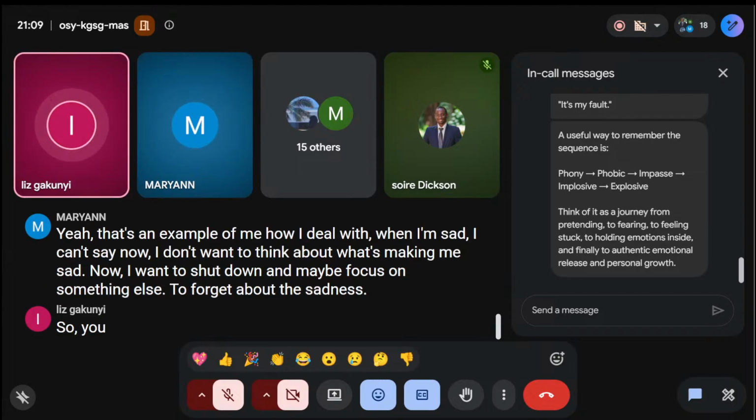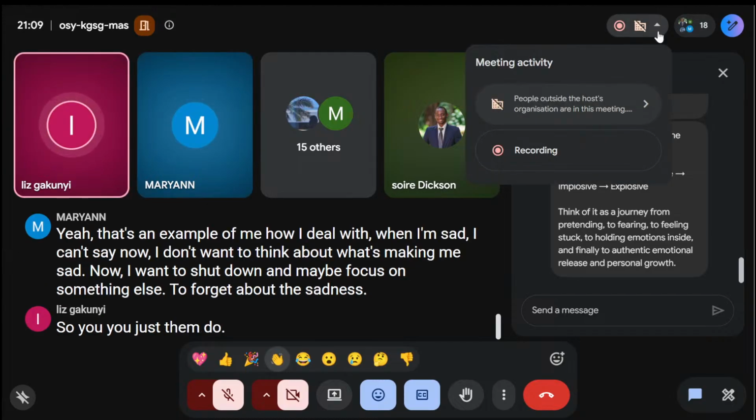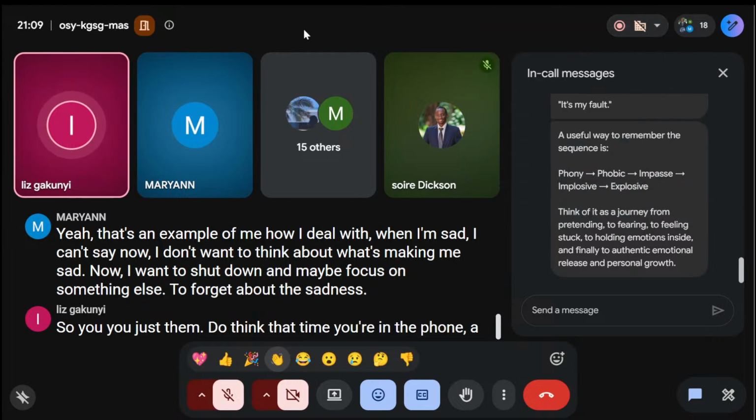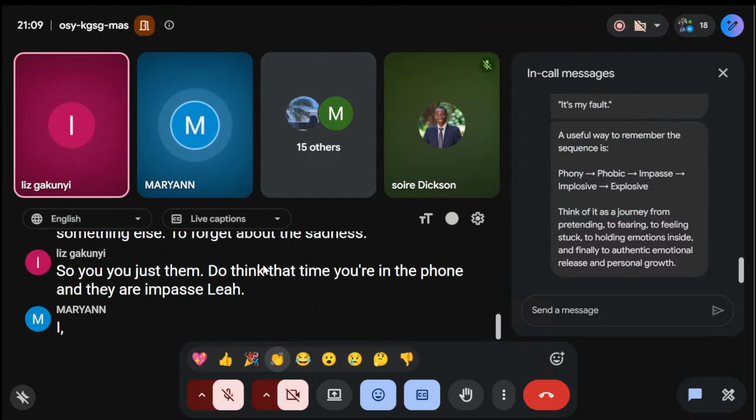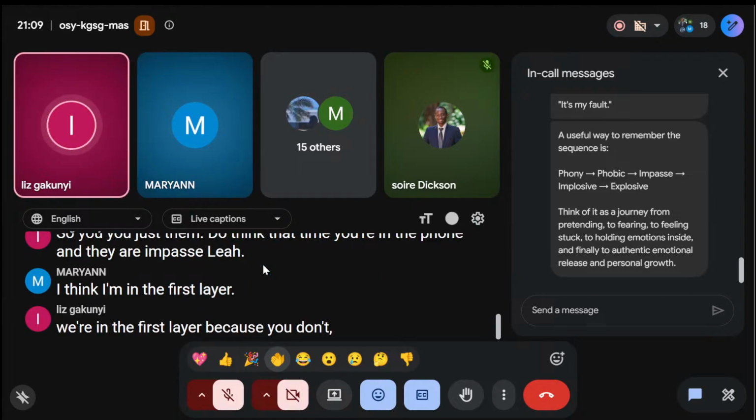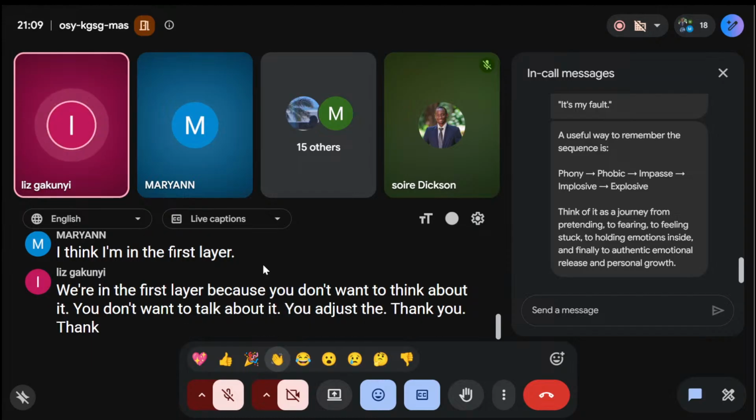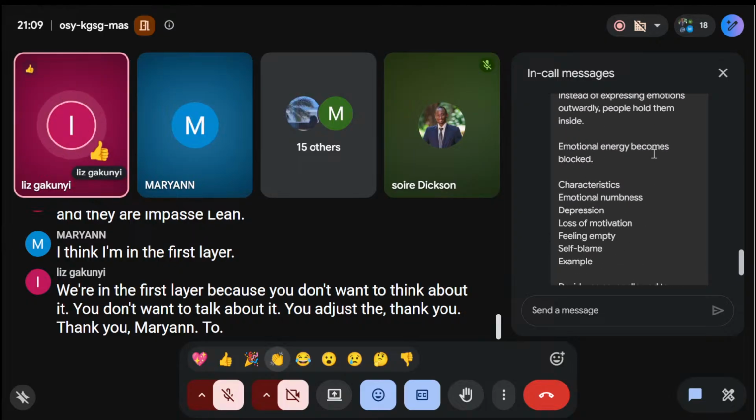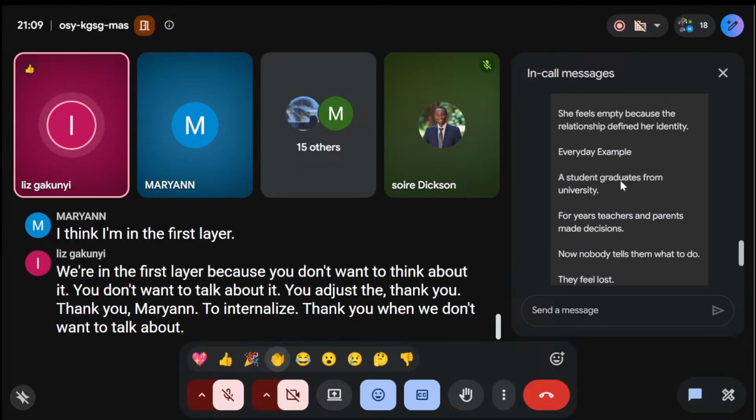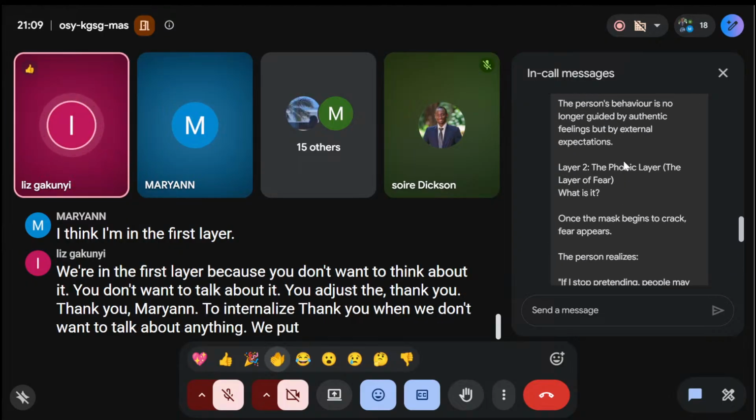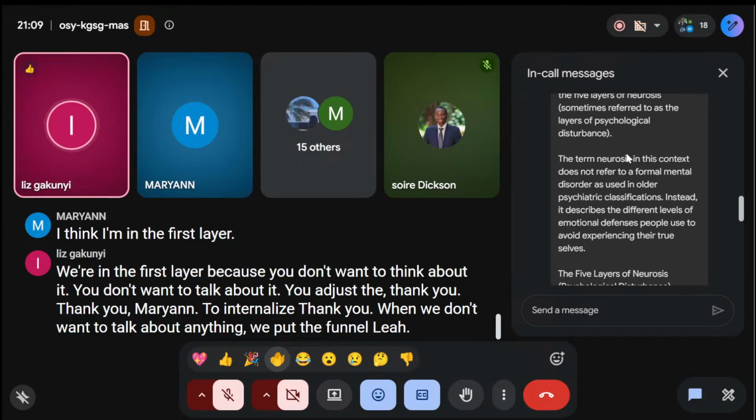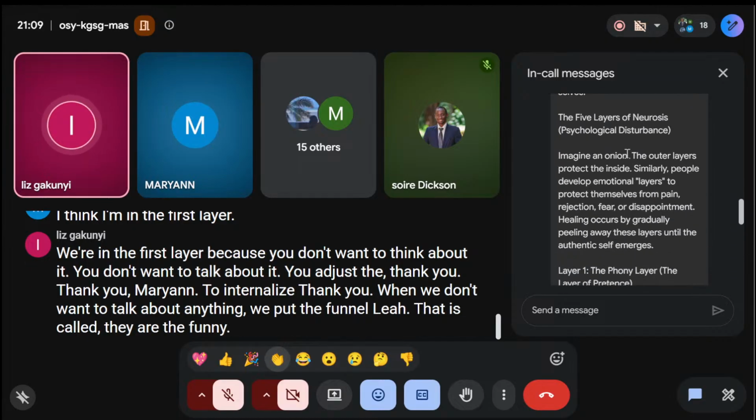So do you think at that time you are in the phony layer or the impasse layer? I think I'm in the first layer. We are in the first layer because you don't want to think about it, you don't want to talk about it, you are just there. Thank you, Marianne. To internalize, thank you. When we don't want to talk about anything, we put on the phony layer. That is called the phony layer, the first.